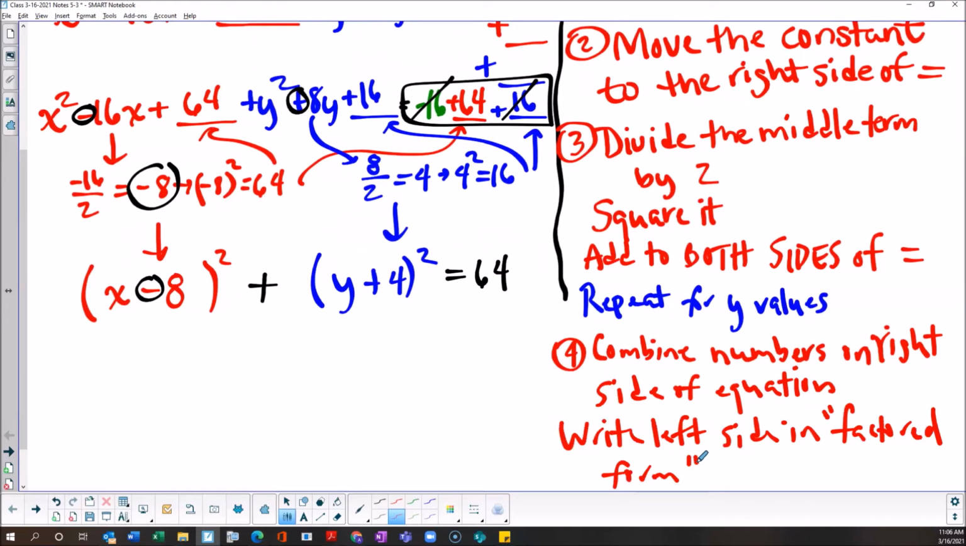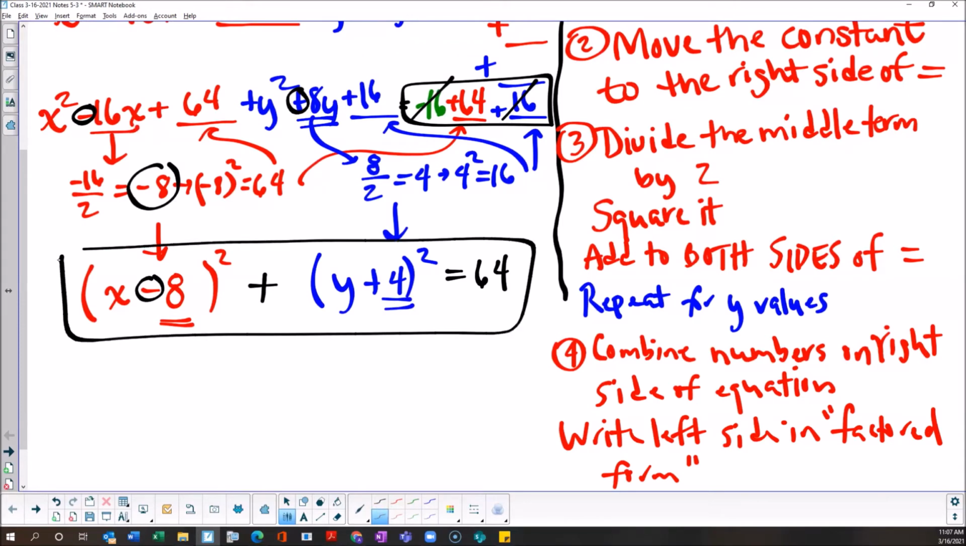That's the whole reason that we're taking this middle term and dividing it by 2. As soon as I do middle term divided by 2, I know it has to go right here into that factored form. Just like up here, 8 divided by 2, it has to go right there. Okay? So this is my answer. This is my equation in standard form. I completed the square, all set.